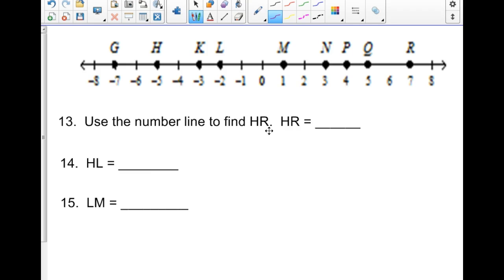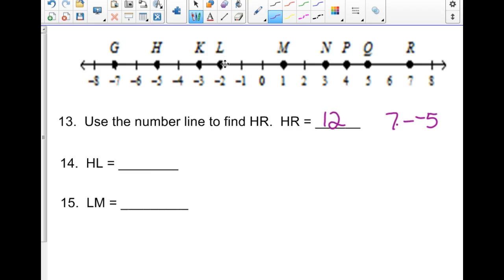13, use the number line to find HR. HR means the distance from H to R. To do the distance from H to R, you take the larger number, which is the R, 7, and you could count to H, or you could count H to R. But the easiest way is to do the larger number, max, 7 minus the min, 7 minus -5, you subtract to the distance, which would be 12.